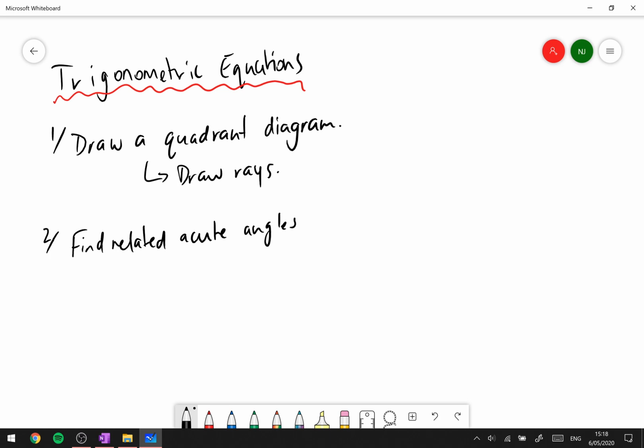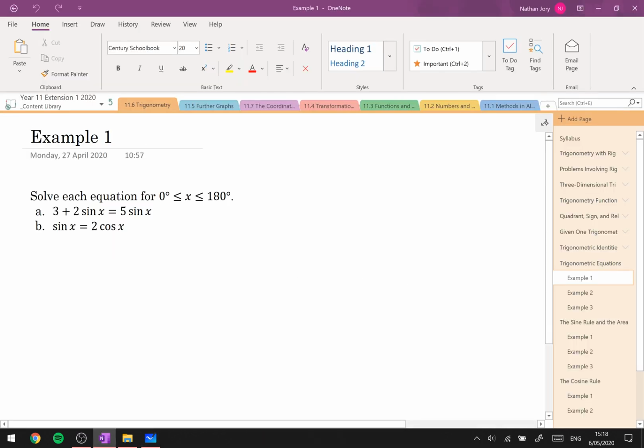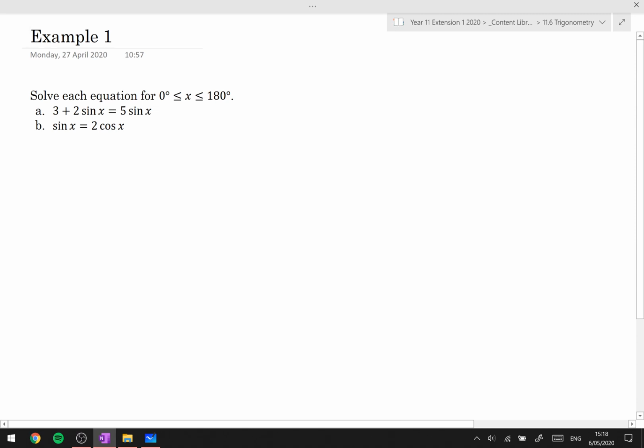And then step 3: mark the angles at the end of the rays, just to keep in mind what you've got, and then write a conclusion, so actually answer your question. We're going to do some examples of these. For this video we're just going to do this one type of example, and then in the next one we'll talk about some different types of equations we can have.